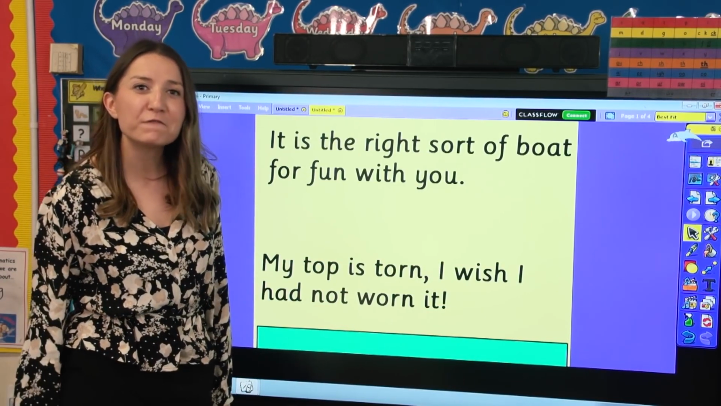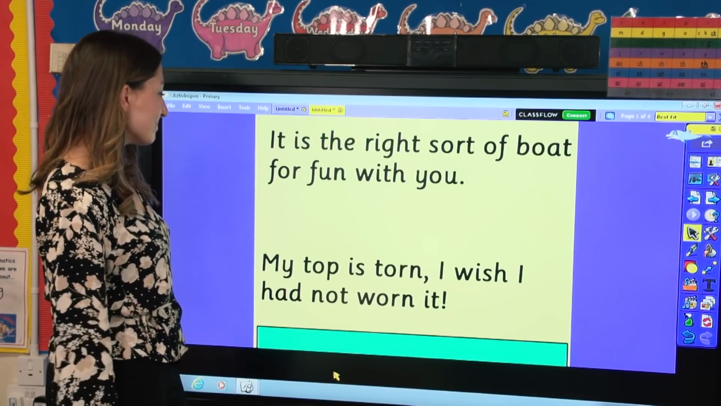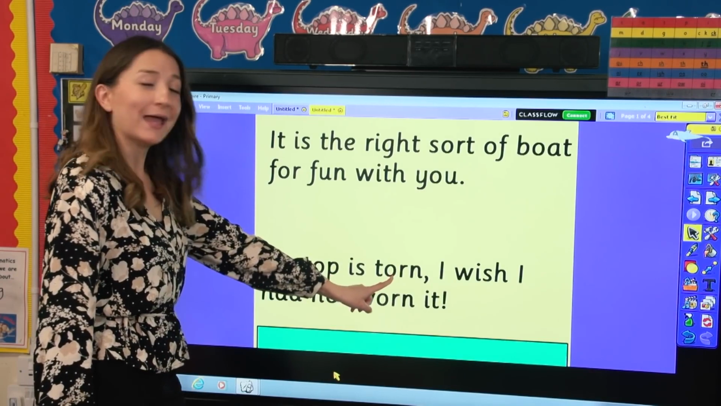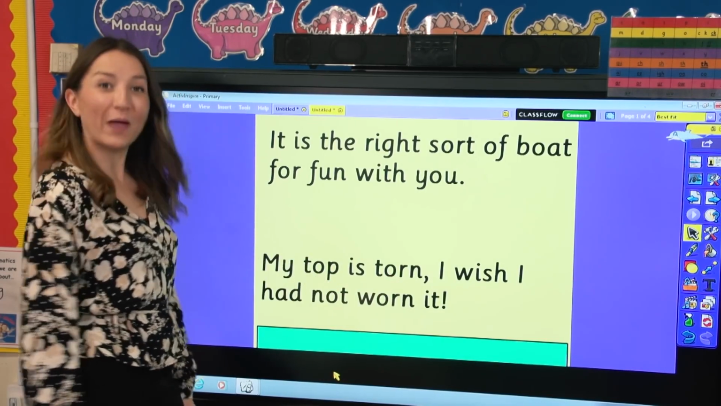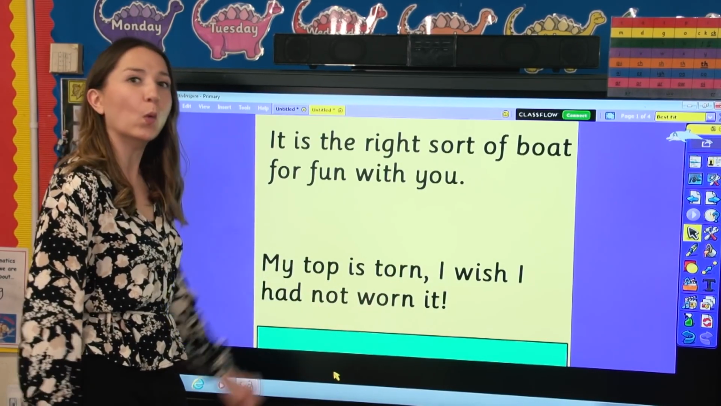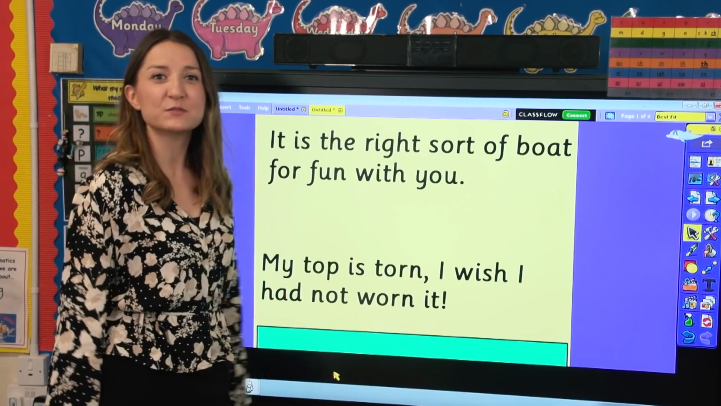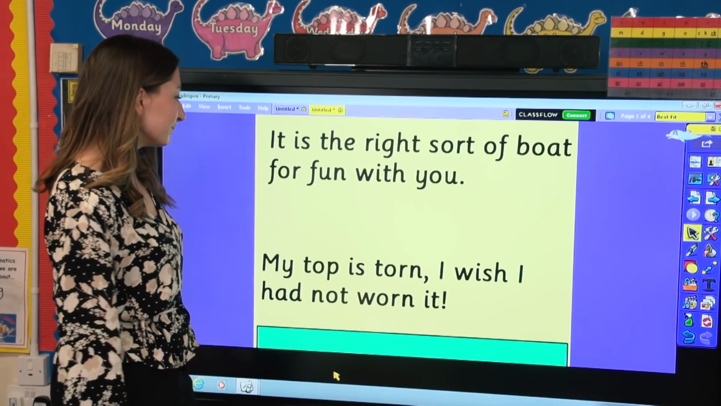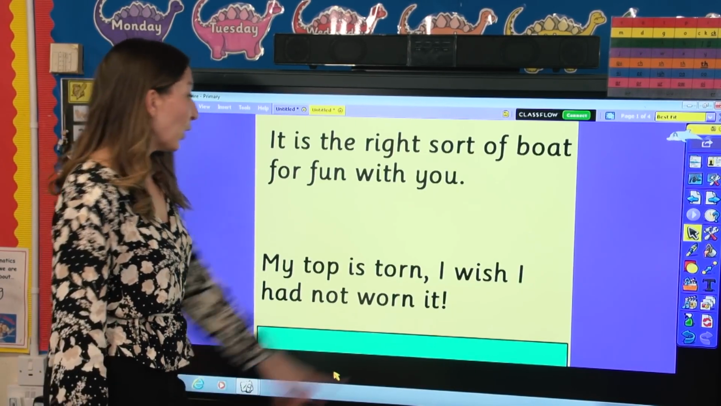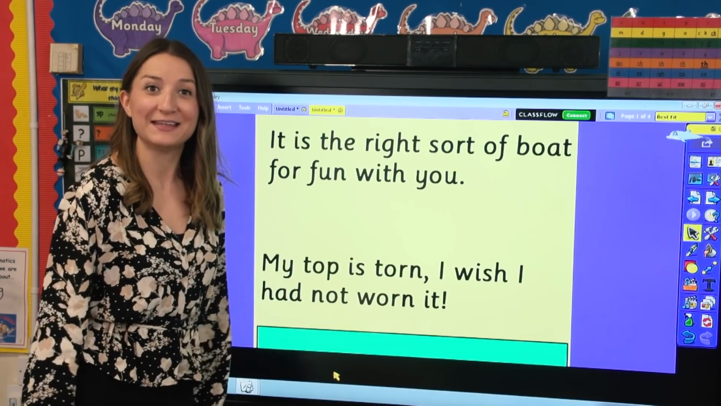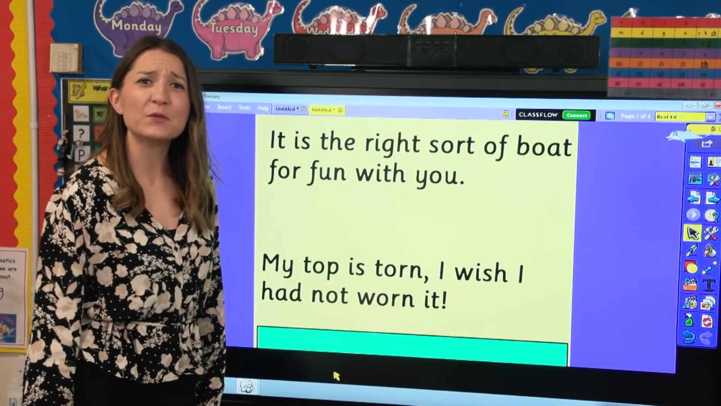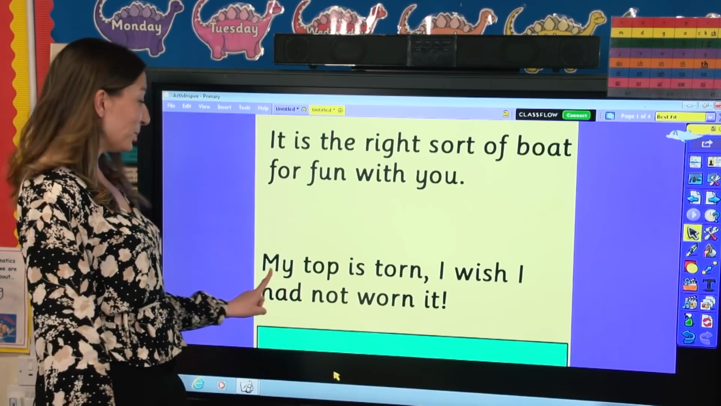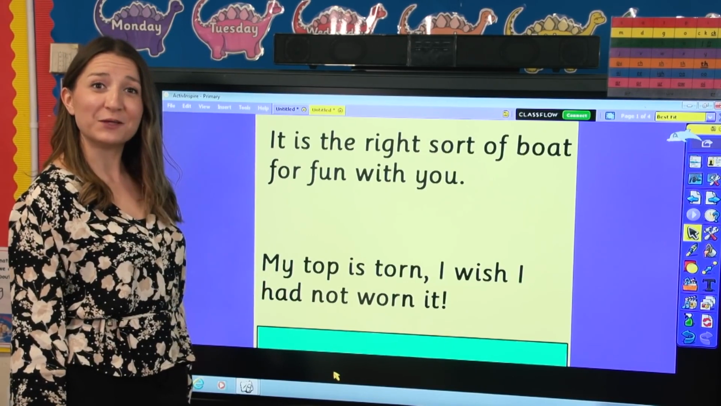Can you see a word with our focus sound or? Yes, torn has the digraph or. Well done if you also noticed worn. Can you see any other words with digraphs? Yes, wish has a digraph in it. Can you see the tricky word we already know? Yes, my is a tricky word we already know.